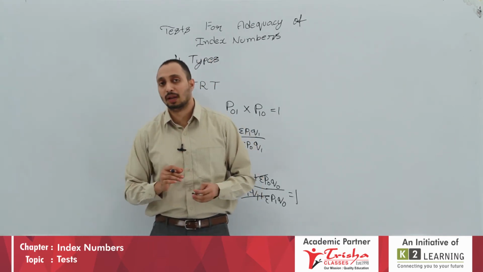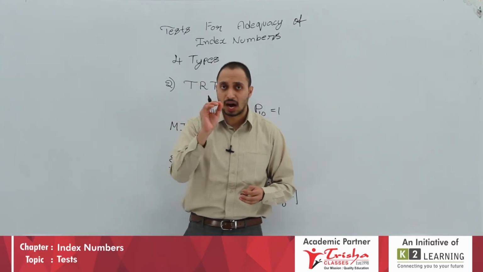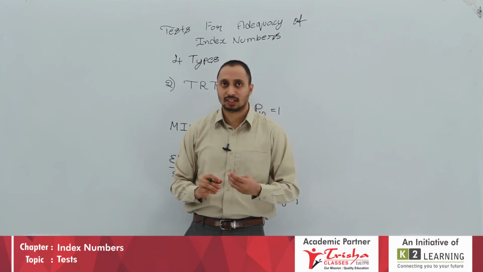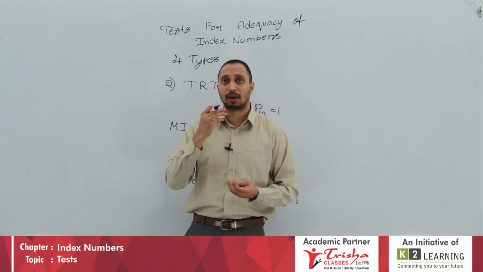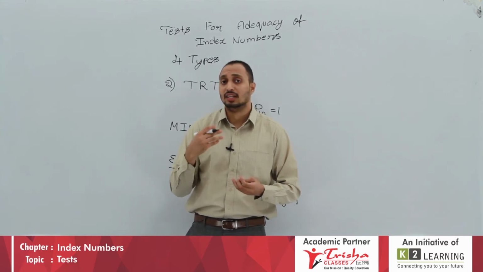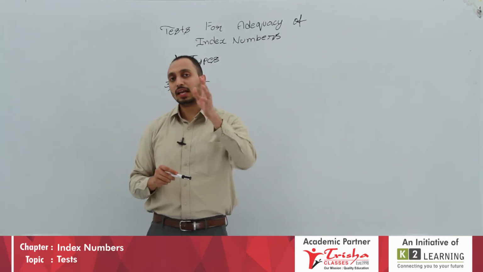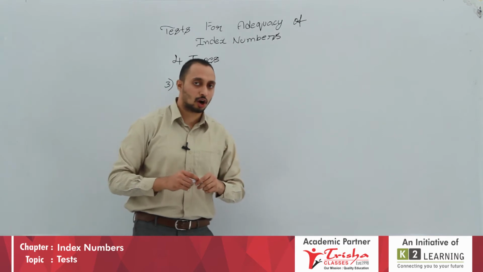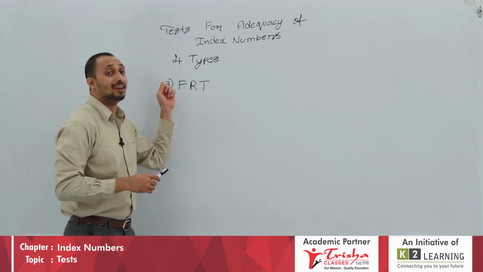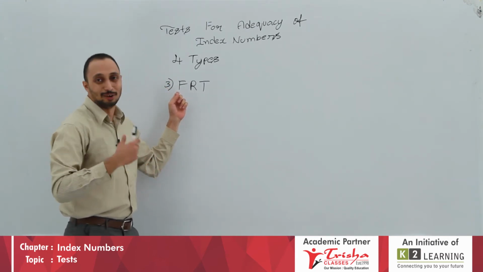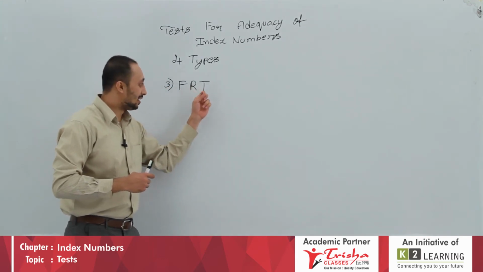So, note down people, Marshall-Edgeworth index number and Fisher's index number will pass the time reversal test, and obviously what we call the last year's index number, past year's index number and Bowley's index number, these are going to fail the time reversal test. The next test, the third one, is called the factor reversal test. In short, it is called FRT. Don't read it as a word, you know why. But coming back to the point, this is called the factor reversal test.